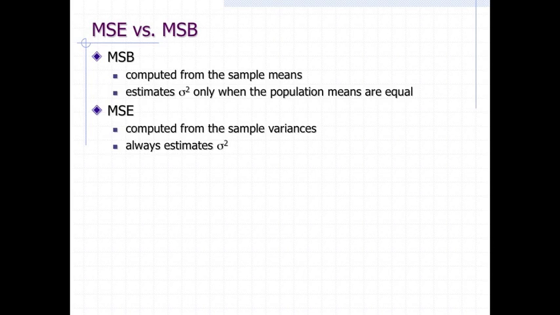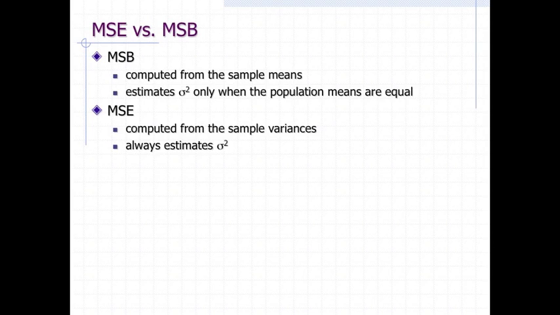If the population means are equal, then both MSE and MSB are estimates of the population variance and should therefore be about the same. Naturally, they will not be exactly the same since they are just estimates and are based on different aspects of the data. The MSB is computed from the sample means, and the MSE is computed from the sample variances.